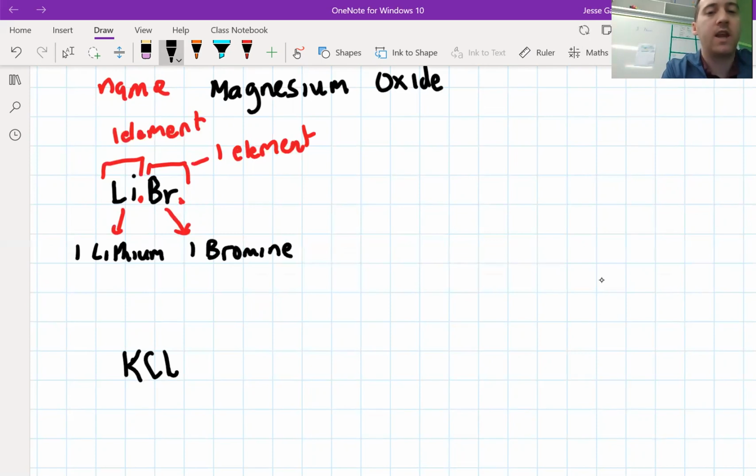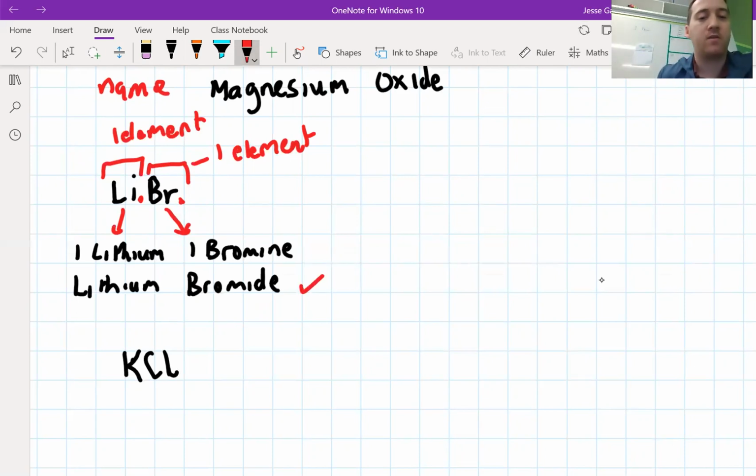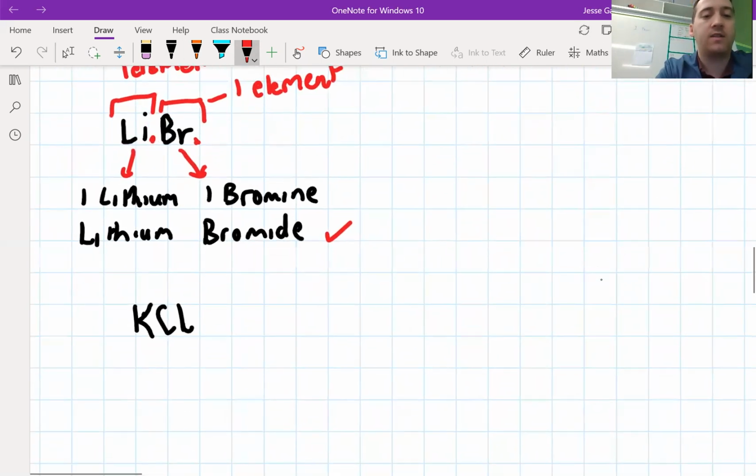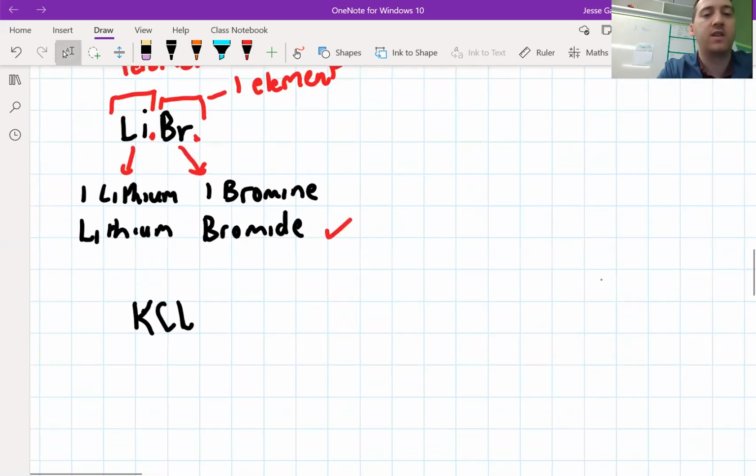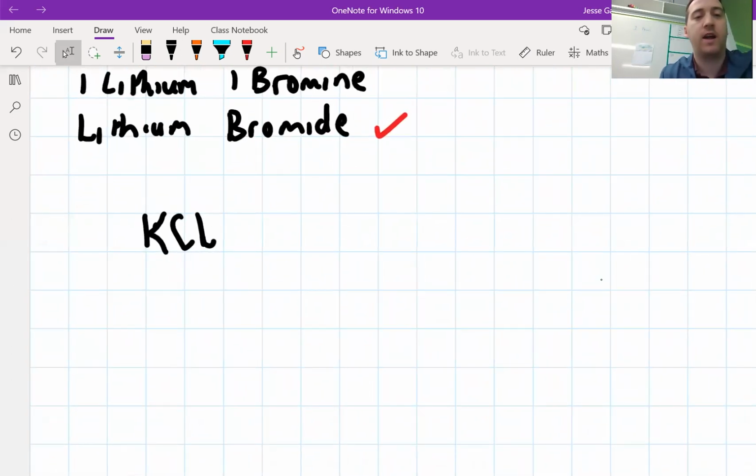Okay, so the name of this compound, lithium is the metal, so it's going to be lithium bromide. Lithium bromide is the name of this compound. Well done if you got that right. All right, the second one, again, if you didn't get that one right, I want you to pause the video now, fix it, and then try and get ahead of me and do this one again to make sure it's right before I do it here.